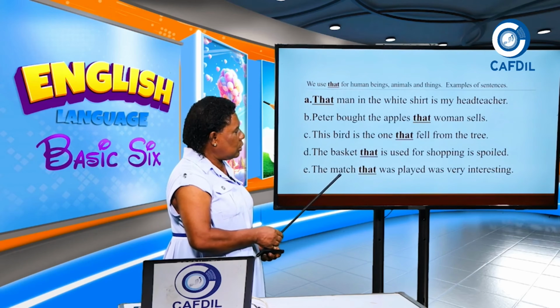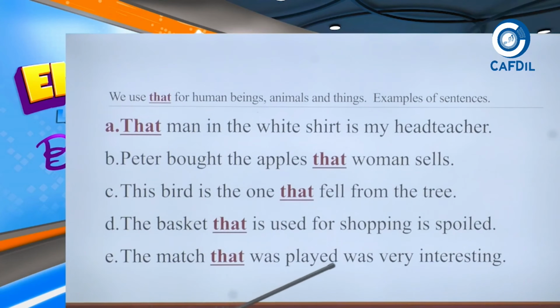The march that was played was very interesting. Here again we see that we use "that" to talk about the march.